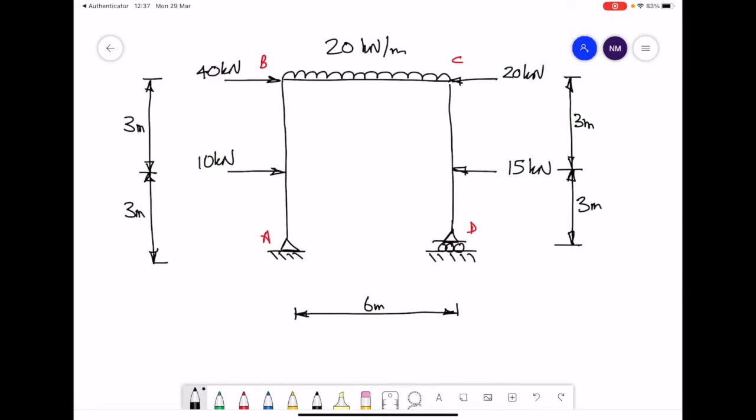This is our framework, and we're going to try and draw the shear force and bend moment diagrams for this frame. The first move, however, is to calculate the reaction forces. Before we start looking at any of the members or the joints, we need to work out the reaction forces, and for that we must draw a free body diagram replacing the supports, the fixed support at A, the roller support at D, with the associated forces.